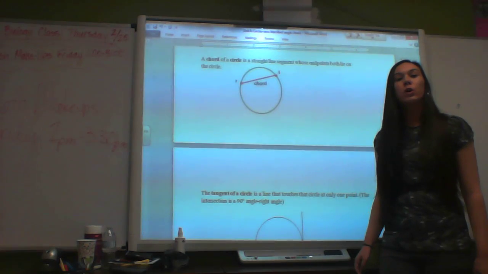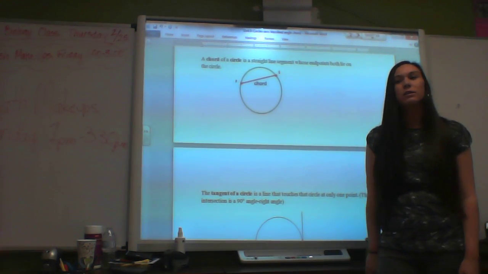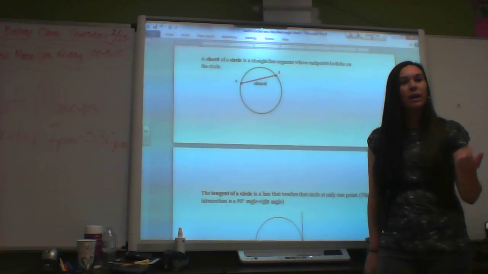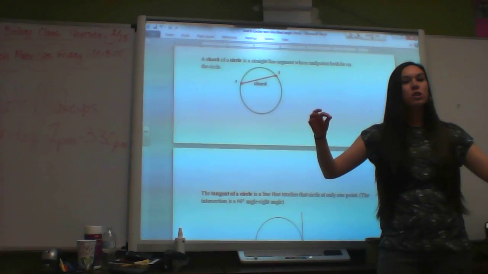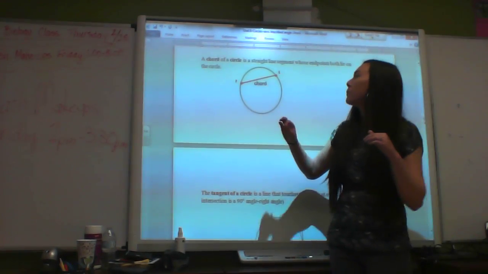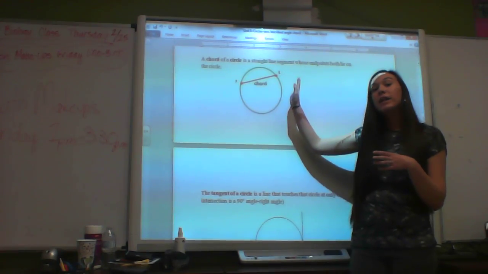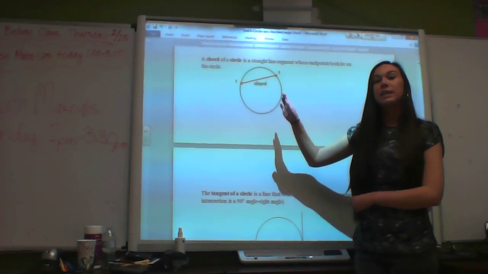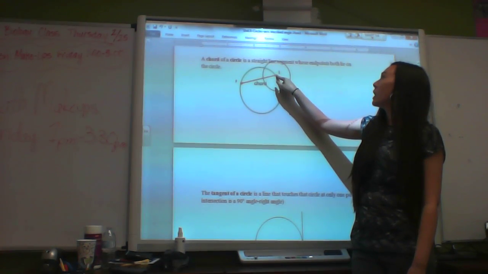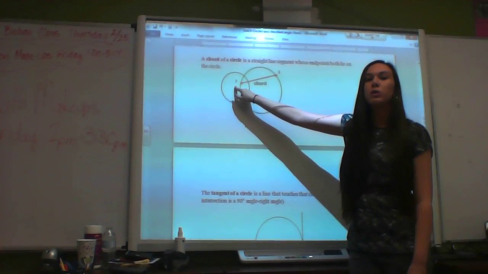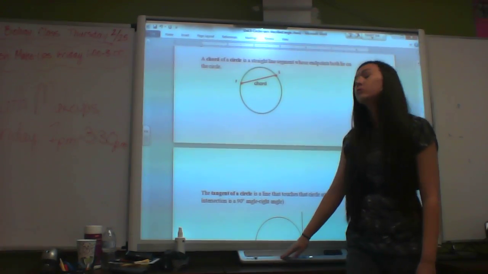Okay, the chord of a circle. Can anybody think of what a chord is? Exactly, like an electrical cord, something you plug into the wall. So just a straight line. A chord in a circle is going to be a straight line, kind of like a diameter, but the only difference is a chord does not have to pass through the center. So it goes from one endpoint of the circle to another. This is a chord, a straight line.